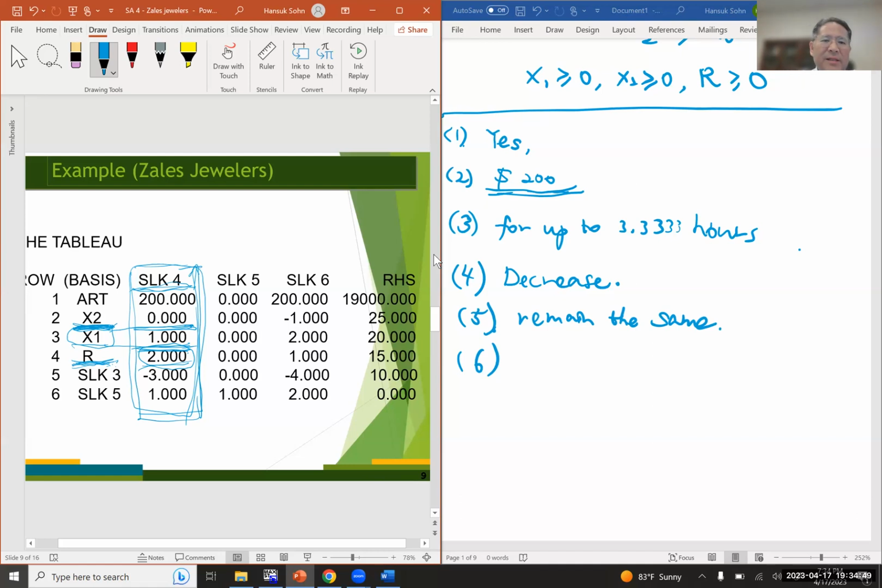So this indicates that the change in the x1 variable is opposed to that of slack 4. Okay, so as slack 4 this time decreases, right? The variable x1 will increase by this much. Okay, so it's going to be increase.